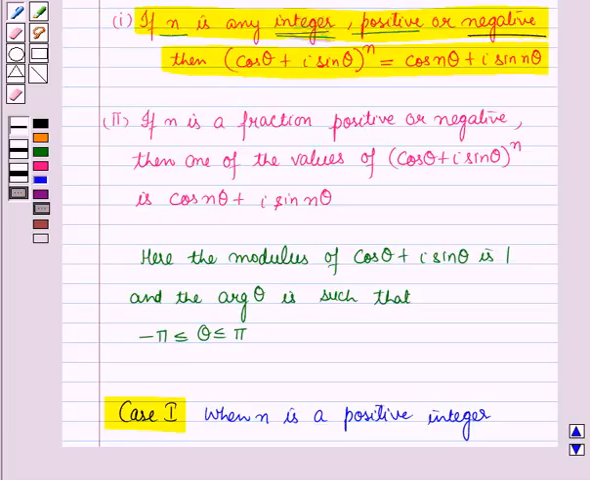So in this session you have learnt about the de Moivre's theorem. And this completes our session. Hope you all have enjoyed the session.